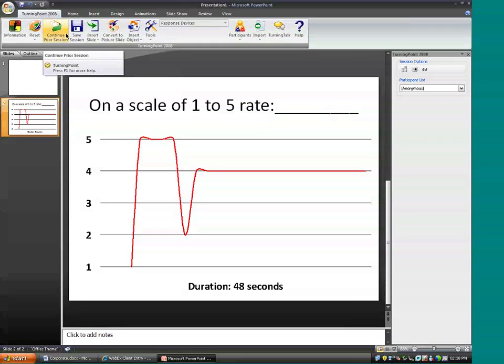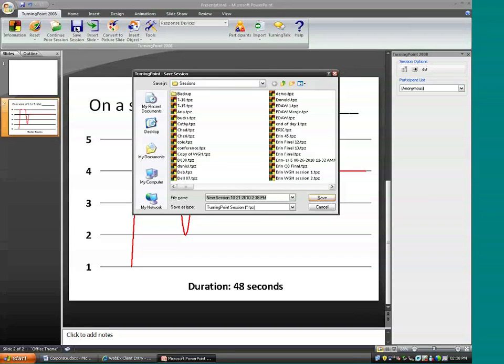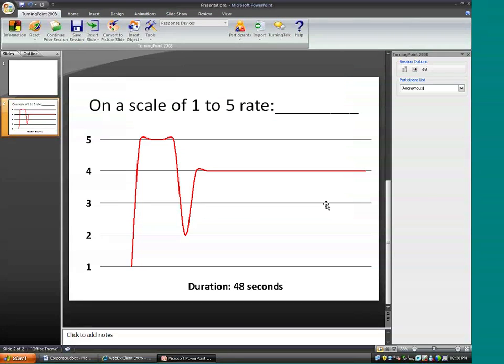So let's say I'm running a presentation. I have 10 TurningPoint slides. But on day one, I only get through 5 of those. Well, if I only got through 5, I still need to save those results. I still need to save the information. So I'm still going to save the session after day 1. Day 2, I come back and I need to finish the presentation.